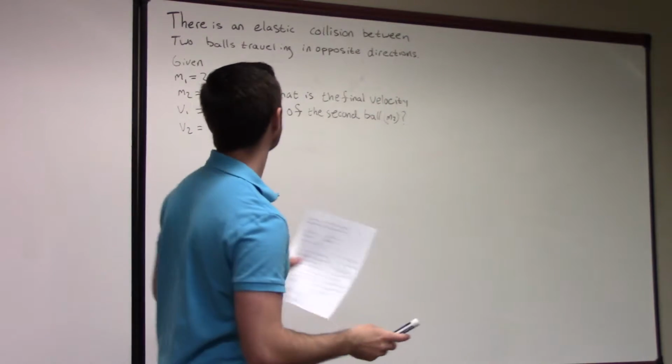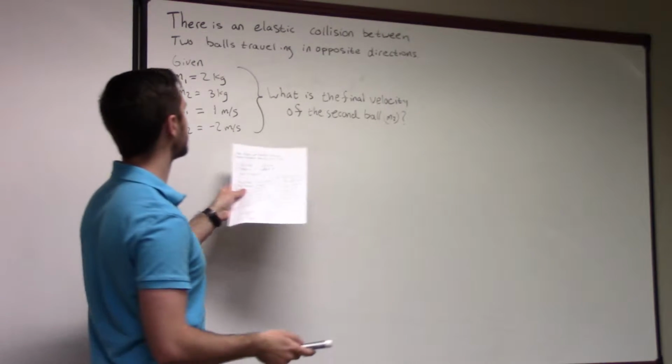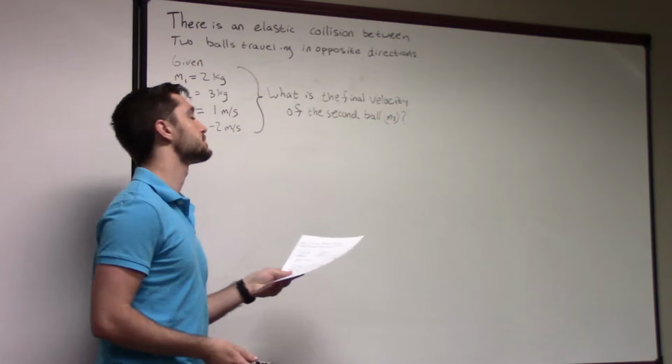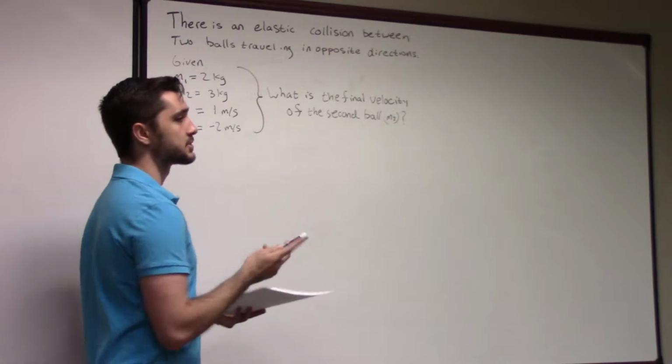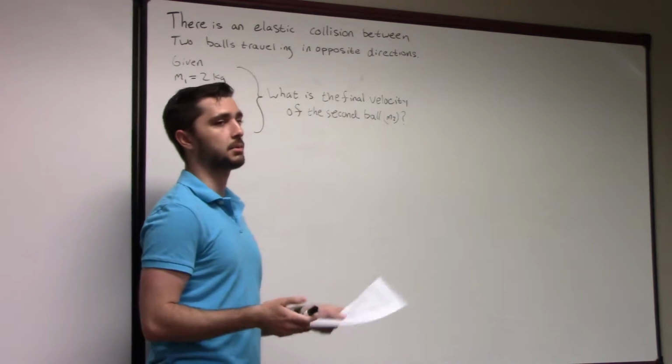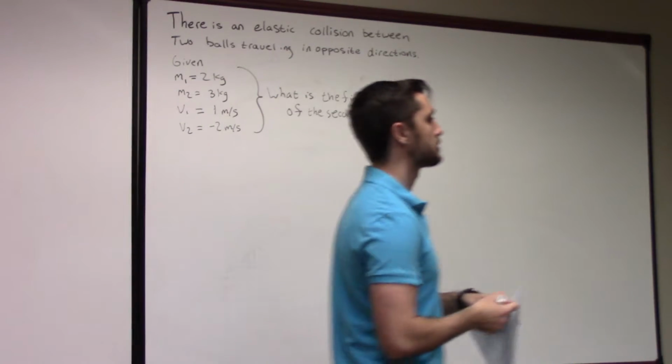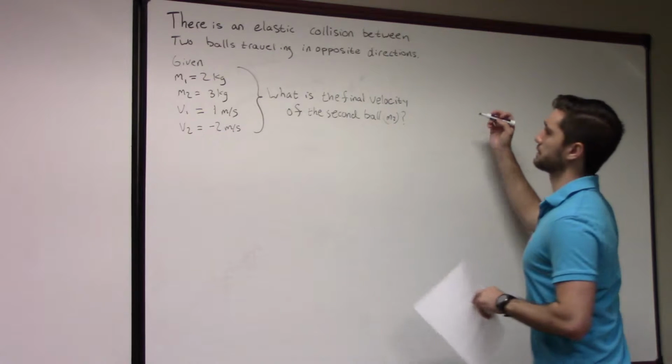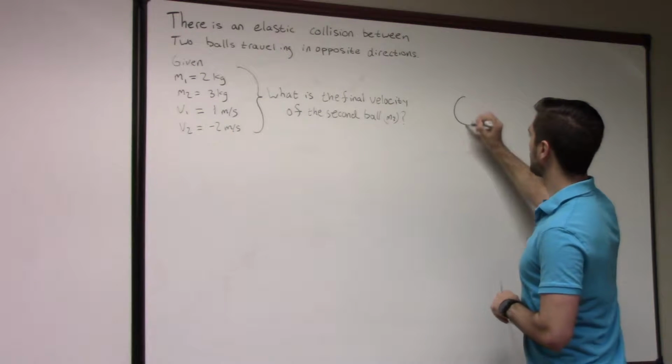Okay, so in this problem, I'm given that there's an elastic collision between two balls that are traveling in opposite directions. I'm given the mass of each and the initial velocities of each. And I'm asked to find the final velocity of the second ball after the collision. So the first thing that I'm going to do is draw a picture to help me visualize this problem. So I have the first ball here.